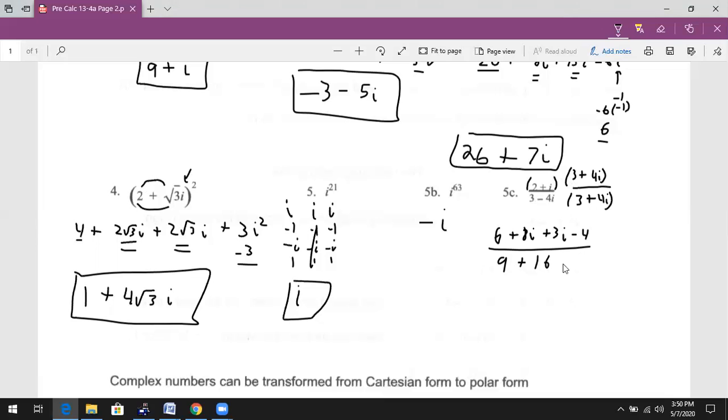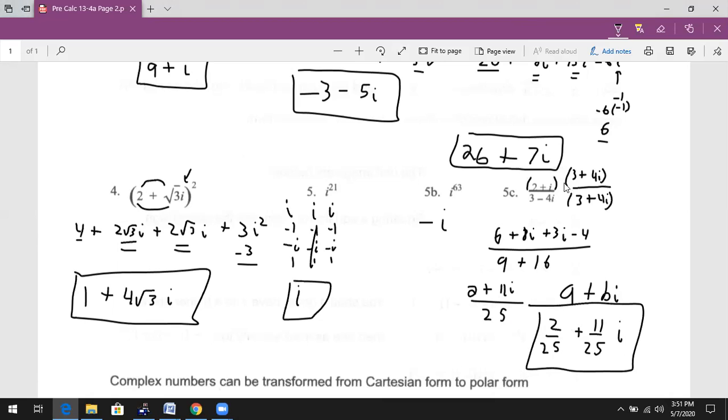Negative 16 times negative 1 is plus 16. Now, combining like terms on our top, I get 2 plus 11i over, combining like terms in the denominator, 25. And keep in mind, we have to write this in a plus bi form. So 2 25ths plus 11 25ths i. That is our answer.